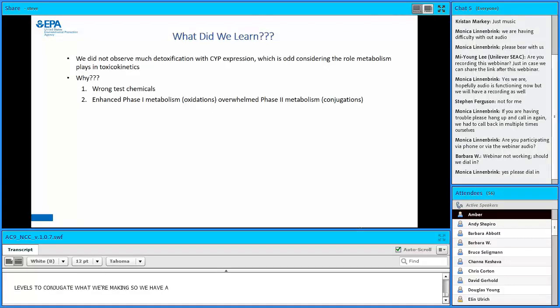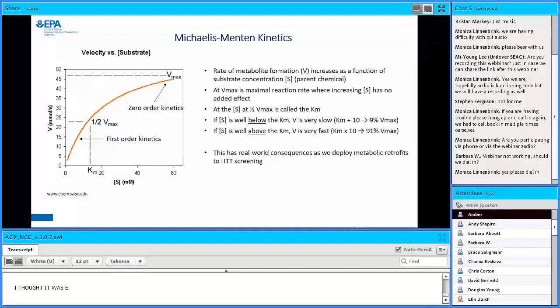That's another possibility. But the third one that we didn't really think about until we started analyzing the data was kinetics. I don't want to bore everybody to death, because when I learned this in graduate school, I thought it was extremely boring. But now it's turned out to be really, really important. And that is something called Michaelis-Menten kinetics. I'm going to make this real simple.